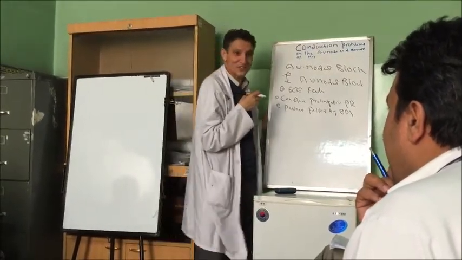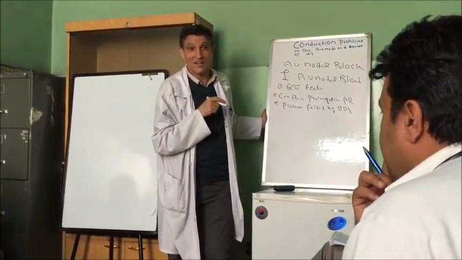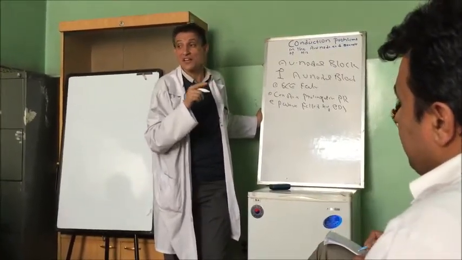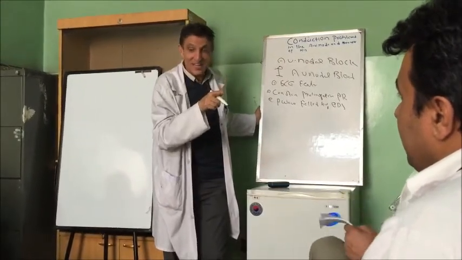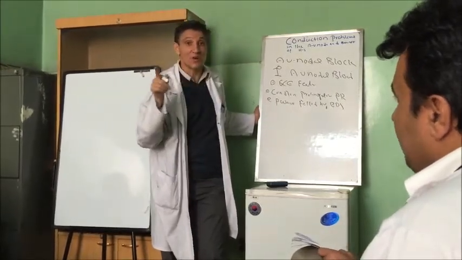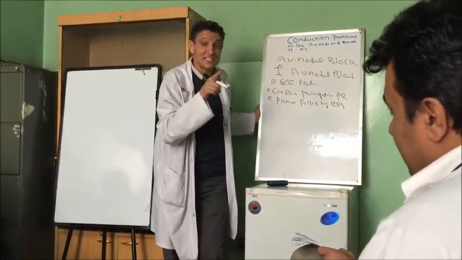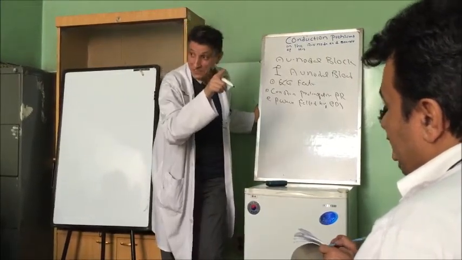That is good. Now I think it indicates that you know more about the block. As I mentioned before, how should I distinguish first degree SA nodal block from first degree AV nodal block? In the first degree SA nodal block, the ECG does not show any abnormalities, because there is no dropped beat.